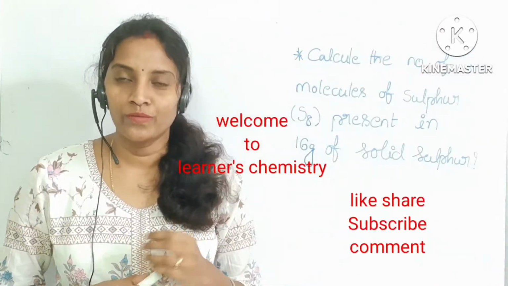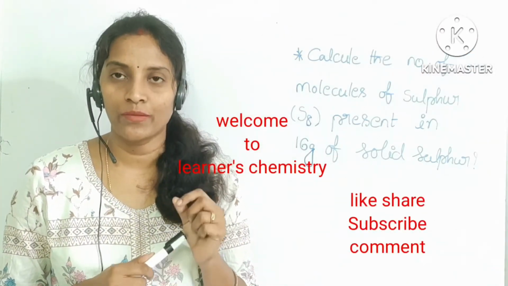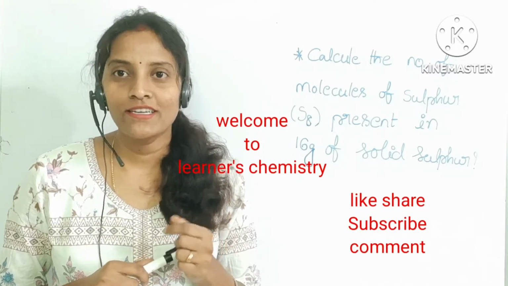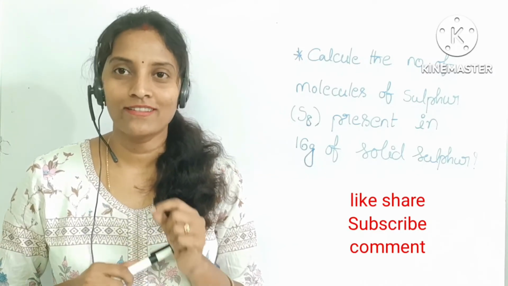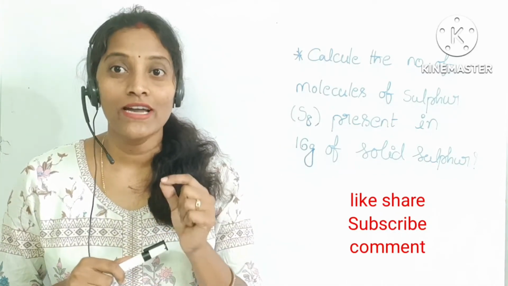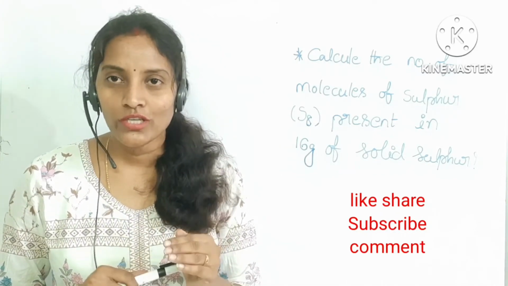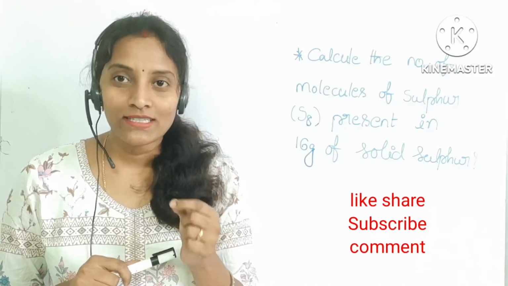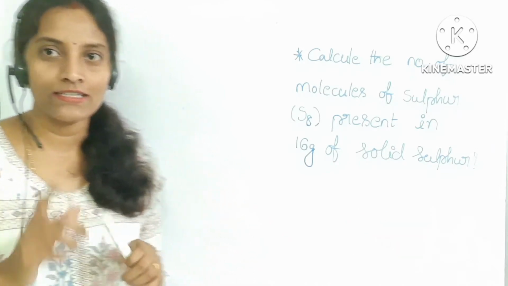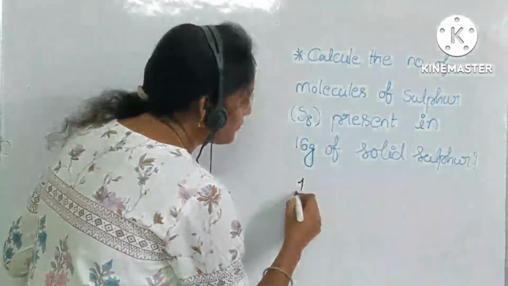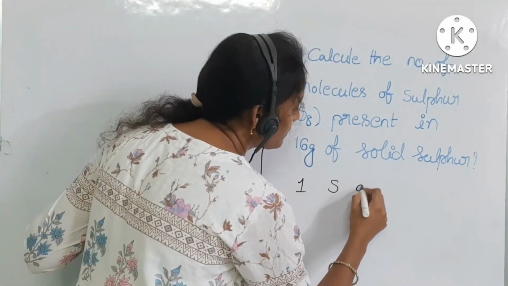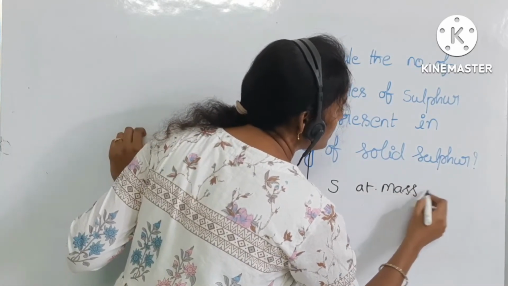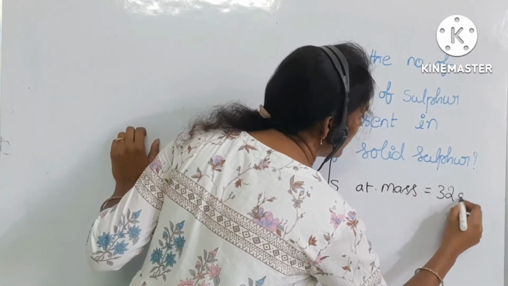Here is the next problem. You should calculate the number of molecules present in 16 grams of solid sulfur. Those molecules are in the S8 form. For this, first of all, you need to know the atomic mass of a single sulfur atom. One sulfur atom's atomic mass is equal to 32 grams. You already know.